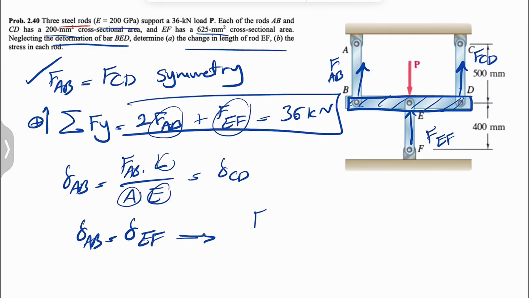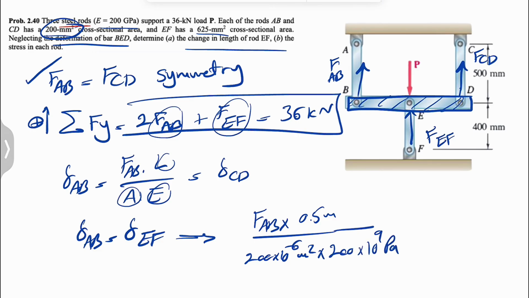So for AB, we have FAB, the length. I'm just going to plug the numbers into the formula that we have for each. FAB, the length of AB is 500 millimeters, so 0.5 meter, over the area of AB. We had 200 millimeters squared, or 200 times 10 to the minus 6 meters squared. Elastic modulus 200 gigapascal, so 200 times 10 to the 9 pascal.